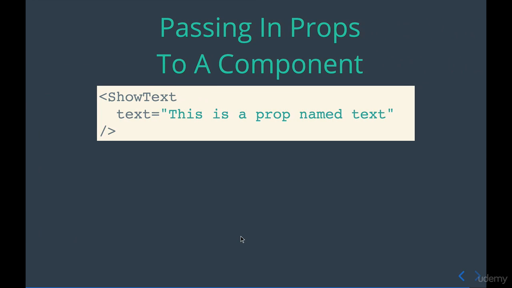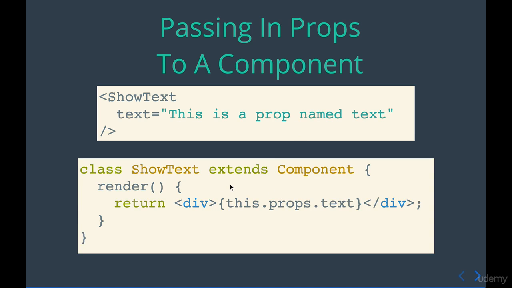So how do we pass a prop in? Well, when we use JSX to render show text, we just add it as an attribute, basically. So this is a prop called text, and the value of that prop is going to be this is a prop named text. And this is what our code looks like, except without the comment.